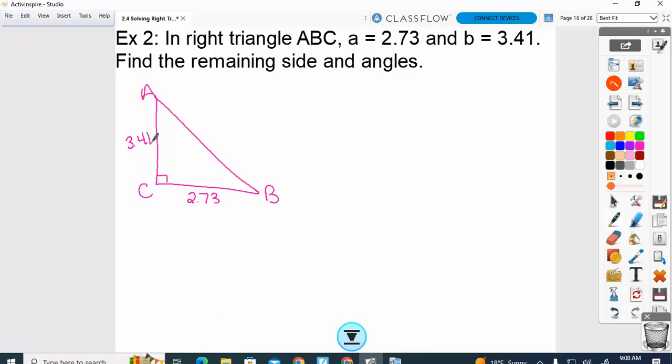Okay? So A squared plus B squared equals C squared. And to get C, we're just going to add the square root to each side. So I'm going to go to my calculator. Square root 2.73 squared.